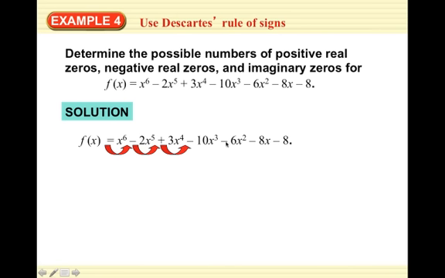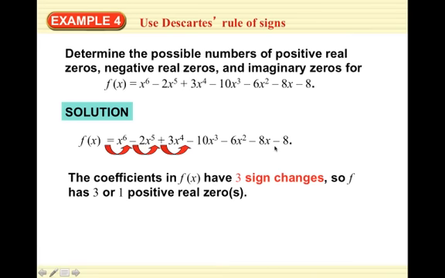Negative 10 to negative 6, not a sign change. Negative 6 to negative 8, not a sign change. Negative 8 to negative 8, not a sign change. So the coefficients in f(x) have 3 sign changes. So f has 3 or 1 positive real zeros.